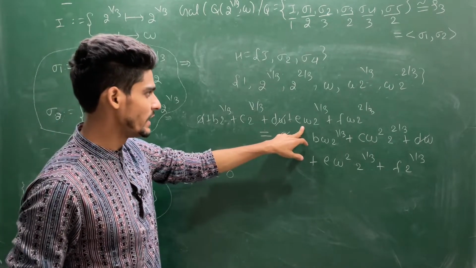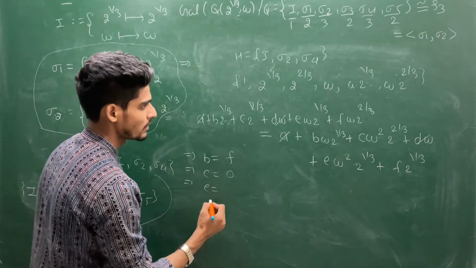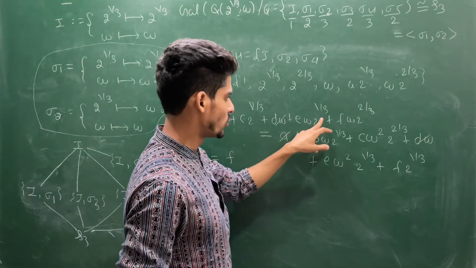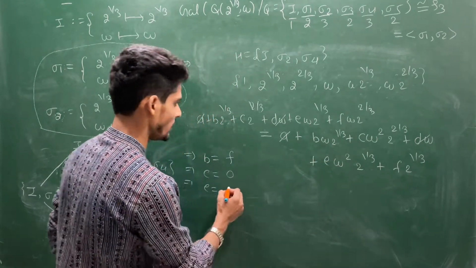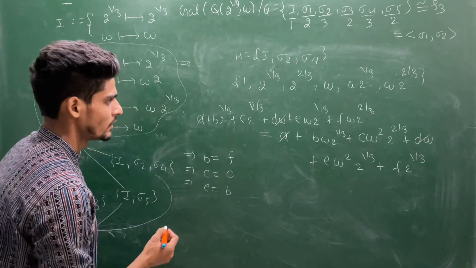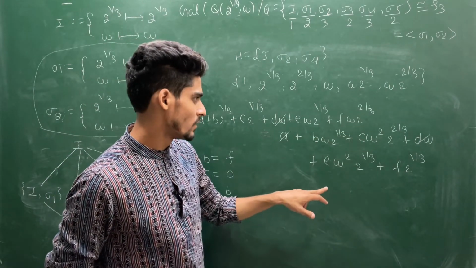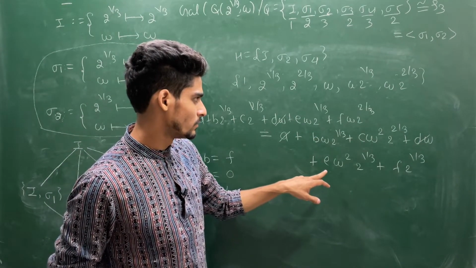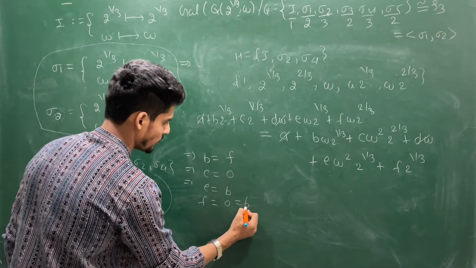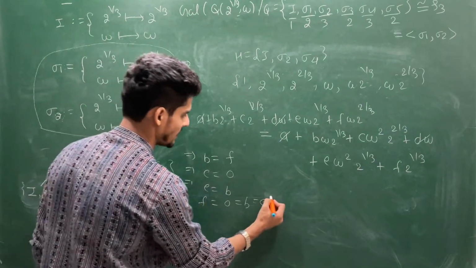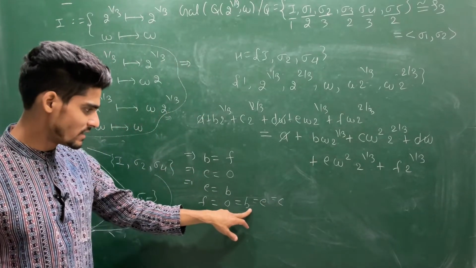What can you say about E? This is the coefficient of omega 2 power 1 by 3. So E will be the same as omega times 2 power 1 by 3, so this E will be equal to B. Now your F will be equal to omega times 2 power 2 by 3. But there is no term with this, so F will be 0. So F is 0. This will imply your B is 0. This will imply your E is 0. And C is already 0. So you are having A, B is 0, C is 0.